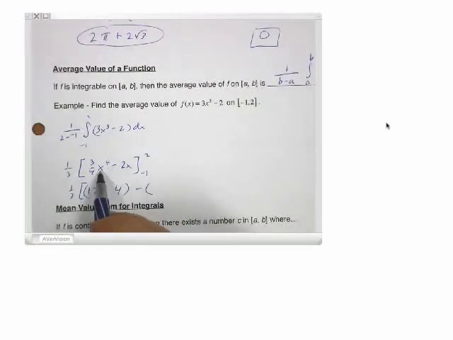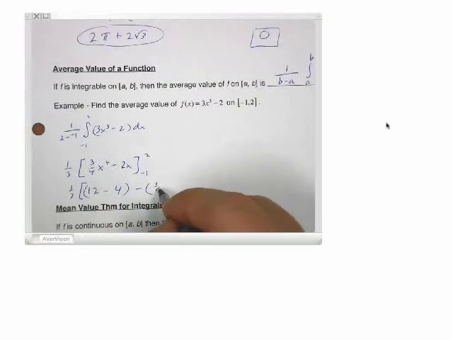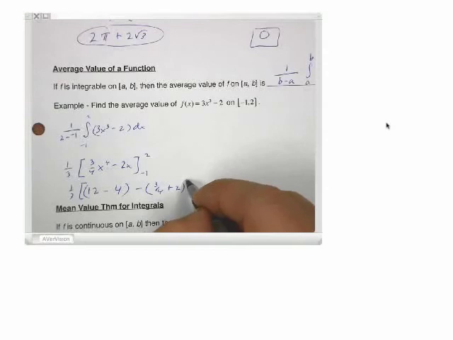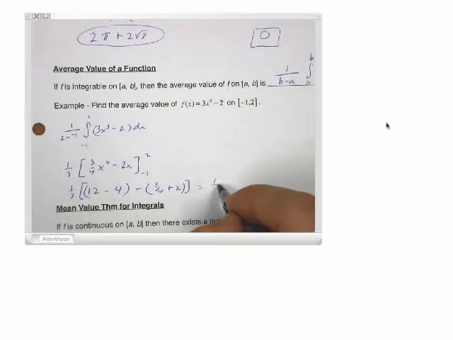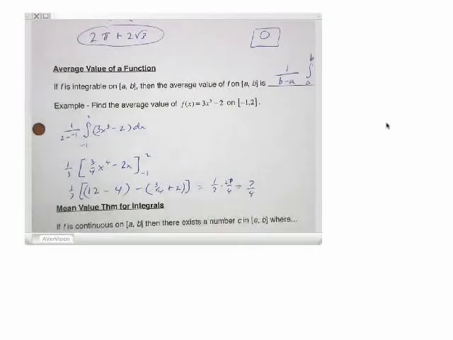Negative 1 to the 4th is just 1, so that's going to become 3/4. And 2 times negative 1 is going to make that a plus 2, because of the minus 2 and the negative 1. All right, if I work that out, I end up with 1/3 times 21 over 4, which works out to be 7/4.